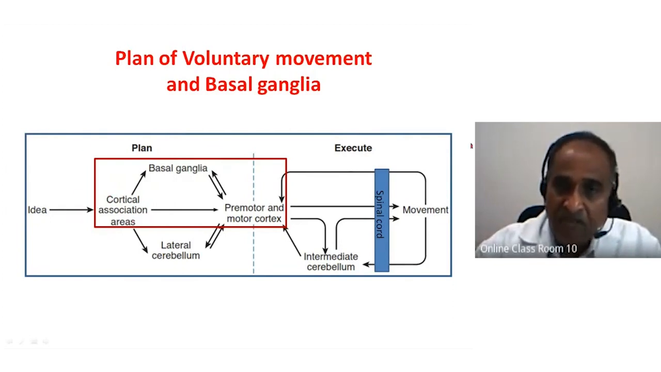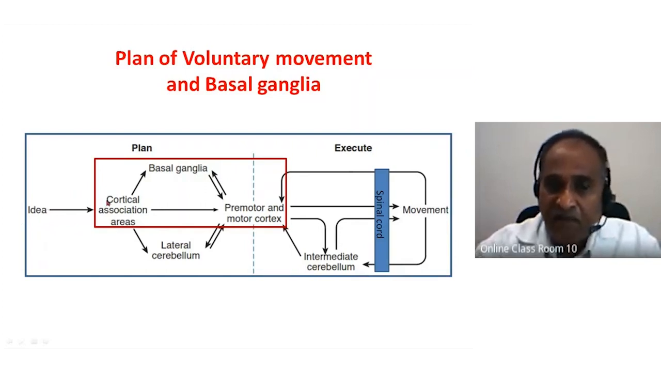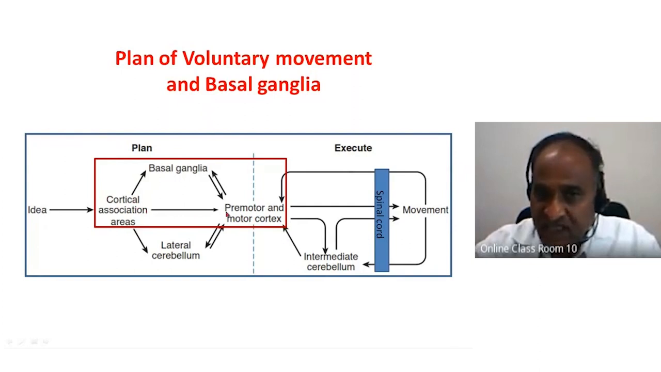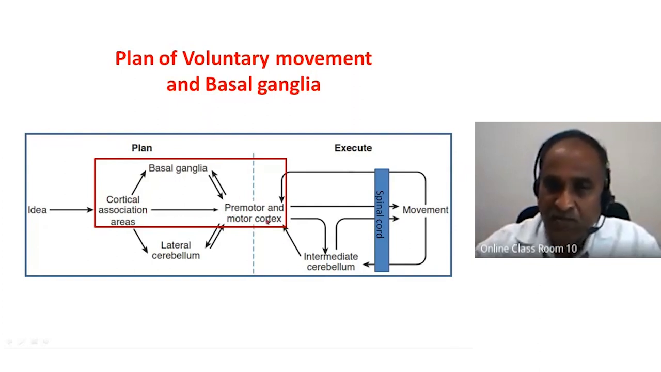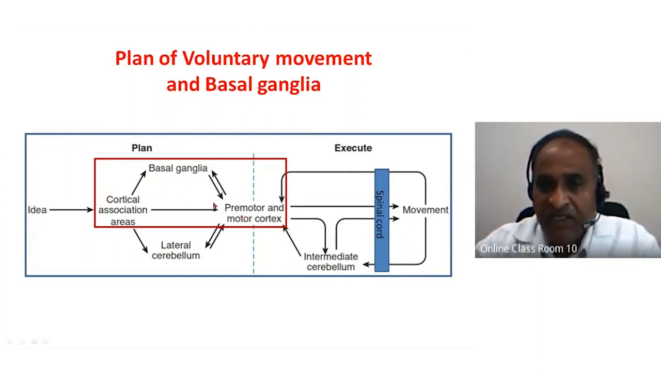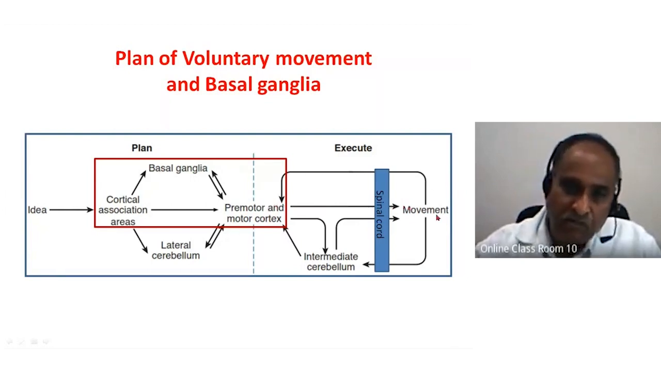If I briefly talk about this, it starts with an idea. The idea provides information to the cortical association area. The cortical association area sends information to the premotor and motor cortex. And the premotor and motor cortex sends information to the spinal cord. This is from the motor cortex, and that will be for the movement.